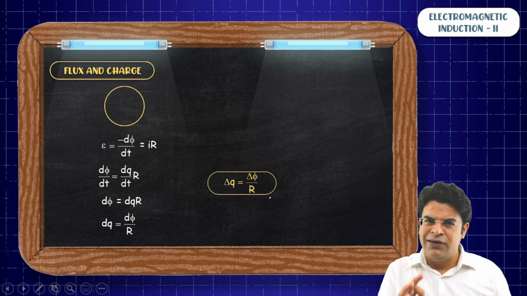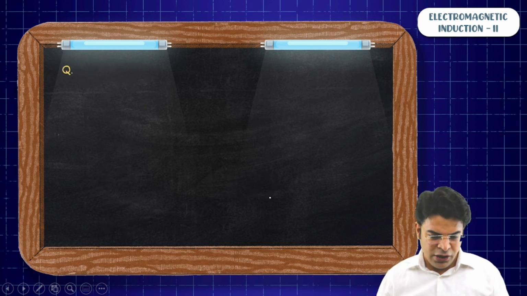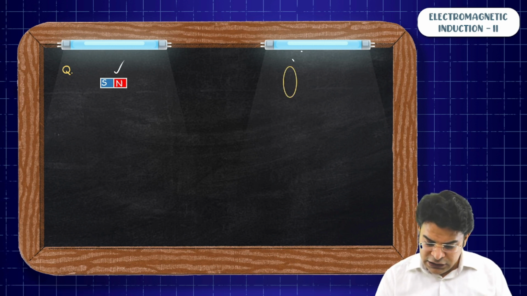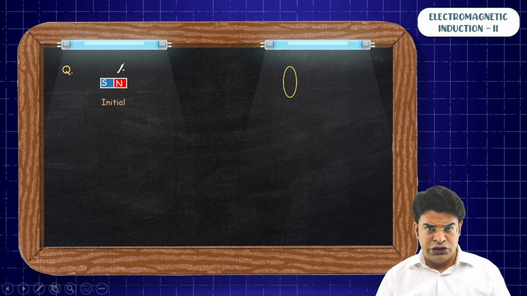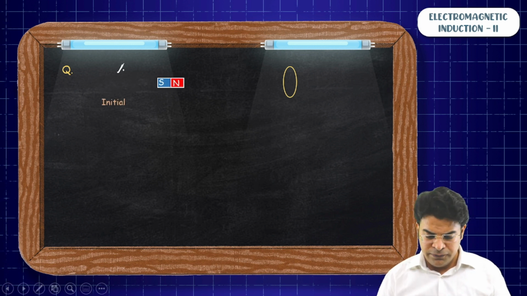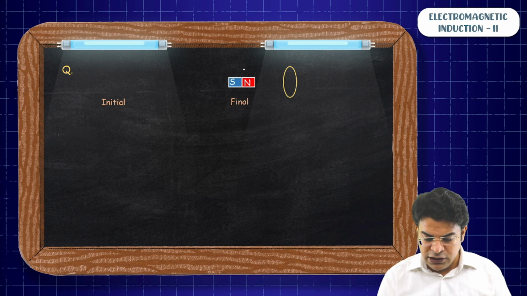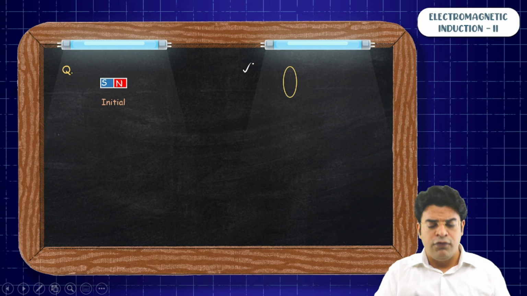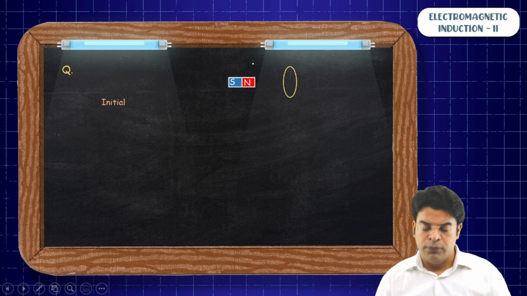Now let's see one beautiful question based on this. So the question goes like, there is a bar magnet and there is a coil. Now we are moving the bar magnet from some initial position to some final position. So the bar magnet goes from this initial position to this final position. One more time, the bar magnet is moved toward the coil from some initial position to some final position.